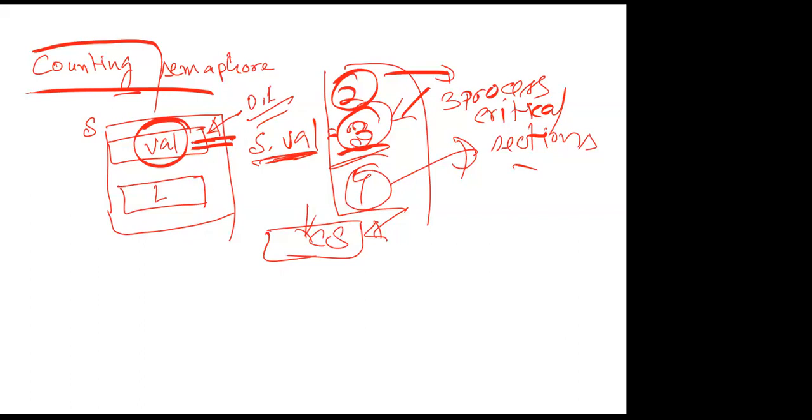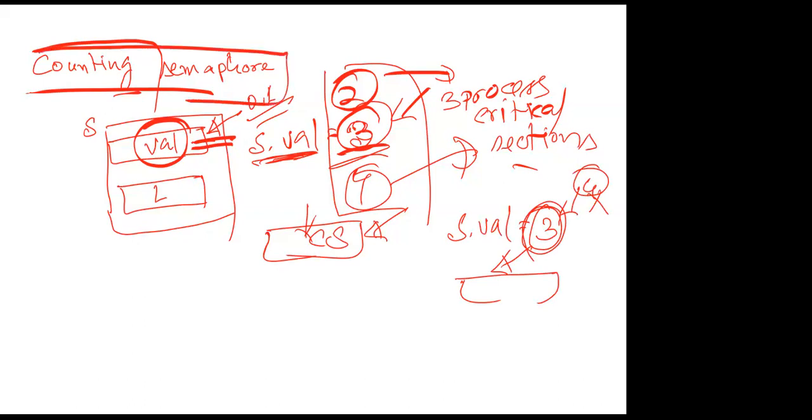But one thing you need to ensure is that whatever value you set for s.val, say 3, at a given time a maximum of 3 processes can enter the critical section. If it is 4, it is not allowed. This is the maximum number you need to ensure by using counting semaphore. So whatever value you assign to the value field is the maximum number of processes that can enter the critical section at a given time.